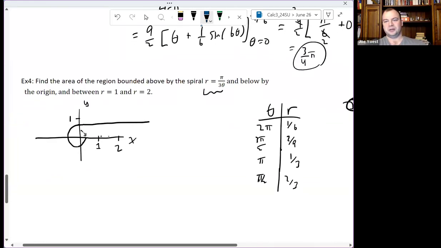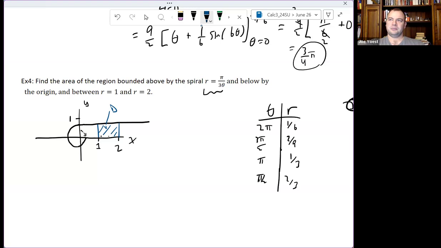If I'm going between r equals 1 and r equals 2, it's really tempting to do something like this and say, oh, well, this is our domain. But this isn't quite right. This is thinking very much in a rectangular coordinate way, but that's not really how our function or our region is really defined here.